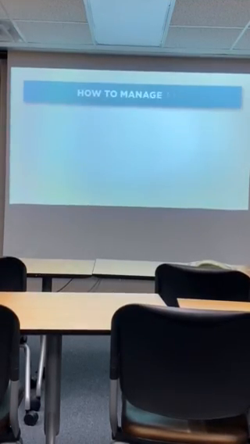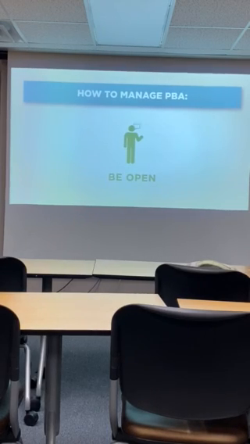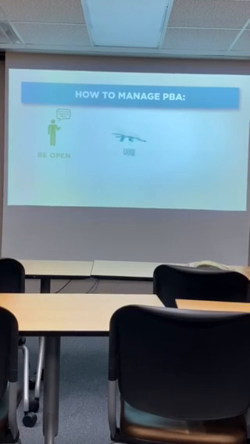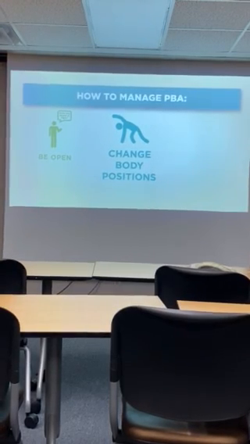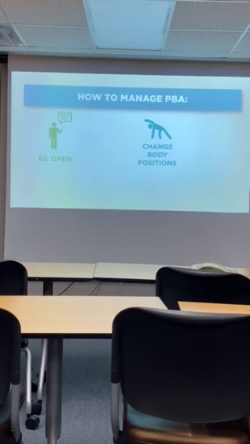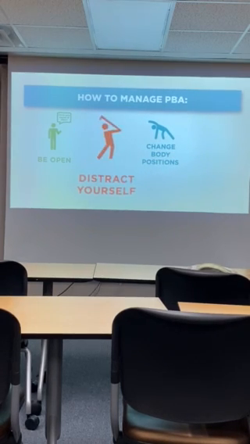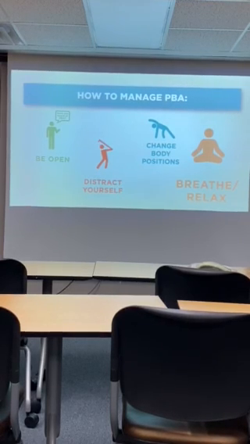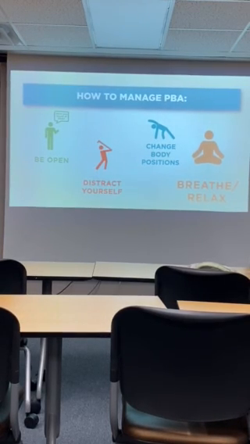Some tips for people with PBA. Be open and let people know that you have a condition that sometimes prevents you from controlling your emotions. Change body position. It is important to note postures when you have an episode. Distract yourself. Focus on something else. And be sure to breathe and relax. Try to release the tension in your muscles that builds during a PBA episode.